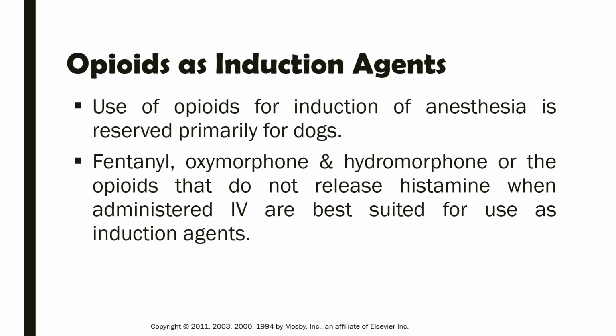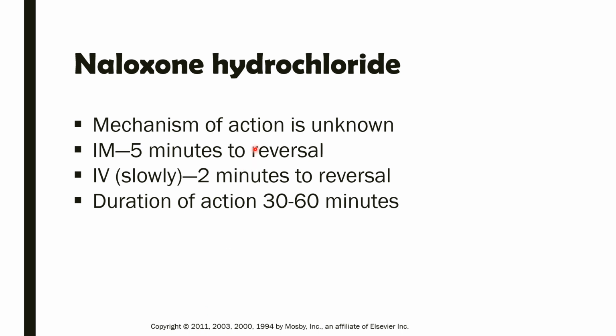The use of opioids for induction of anesthesia is reserved primarily for dogs due to the potential for significant arousal in cats with high-dose IV administration. Fentanyl, oxymorphone, and hydromorphone, the opioids that do not release histamine when administered IV, are best suited for use as induction agents. Naloxone is considered to be a pure opiate antagonist and it has no analgesic activity.